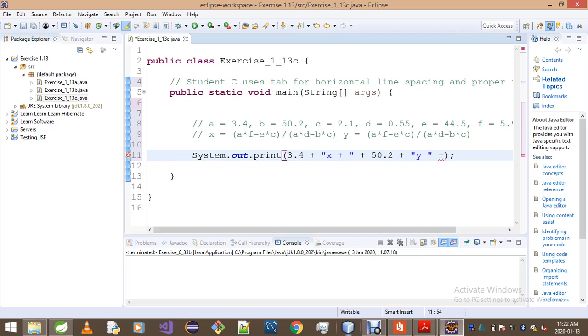We have a, and we have y. Concatenate that with the equal sign, and then lastly we put 44.5.